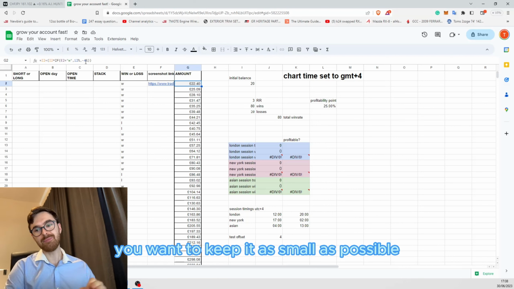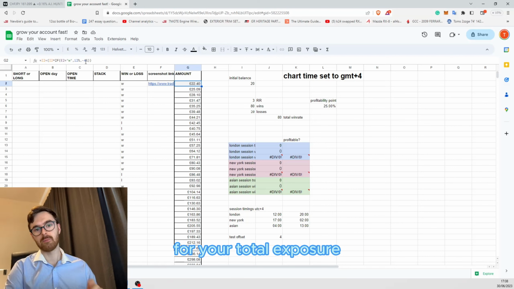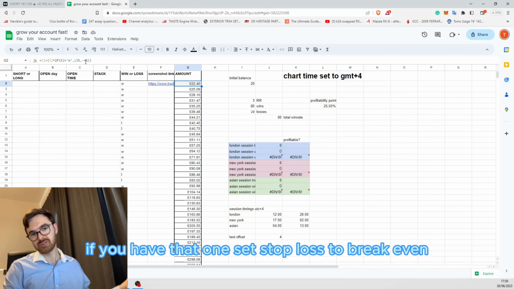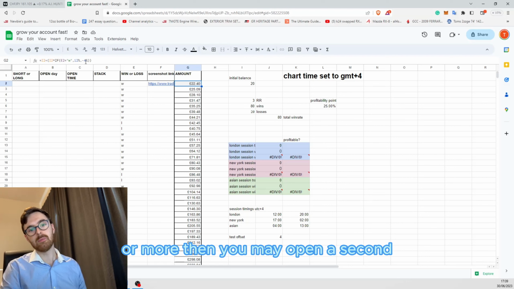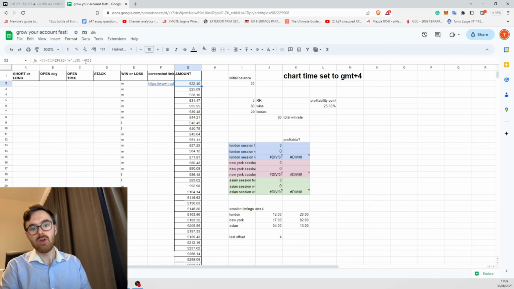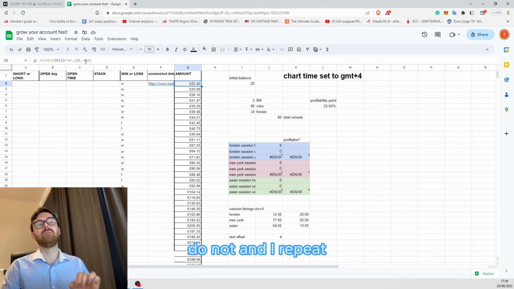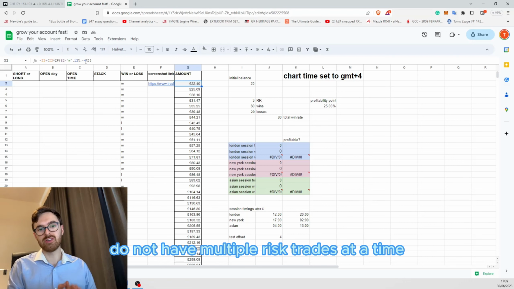You want to keep it as small as possible for your total exposure. One position at a time is more than enough. If you have that one set stop loss to break even or more, then you may open a second. You always want to only have one risk trade at a time.